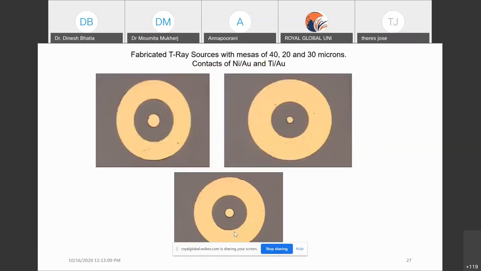Then after measuring, I am sharing with you the fabricated T-ray sources for different mesas; we have done the experiment with 40 micron, 20 micron, and 30 micron contacts. Actually, the center one is the device, and that is embedded in the outer circle, that means the radiating antenna.